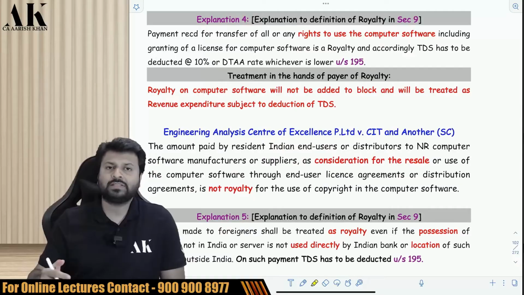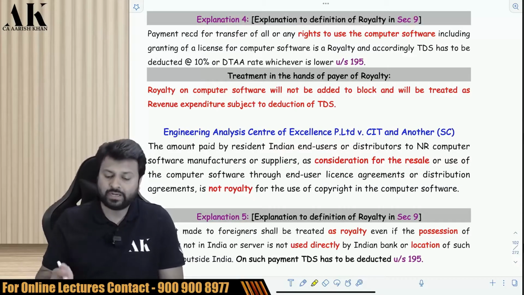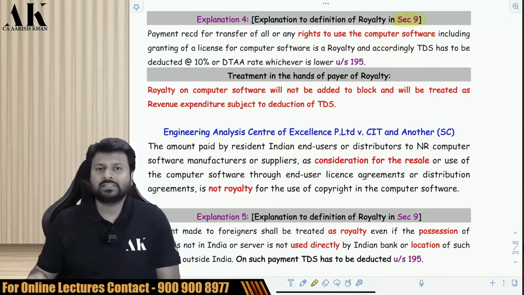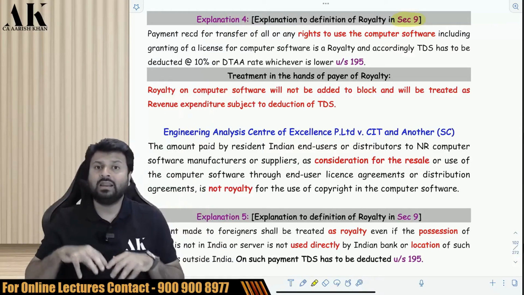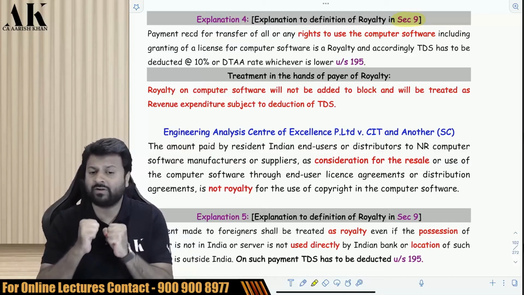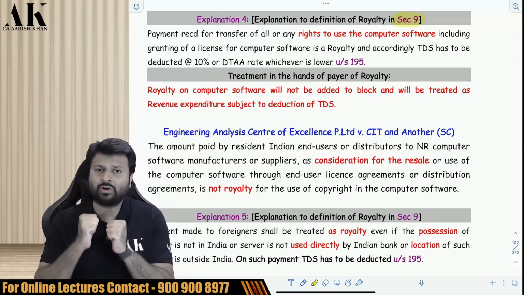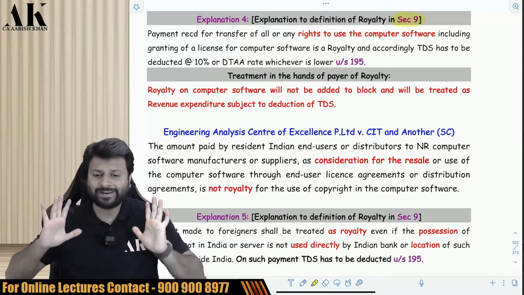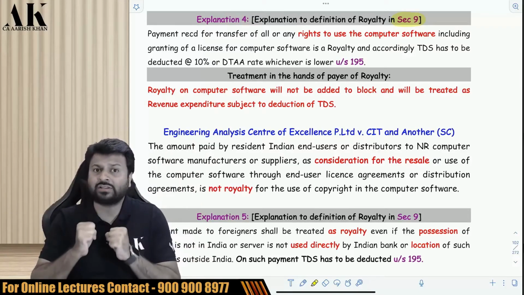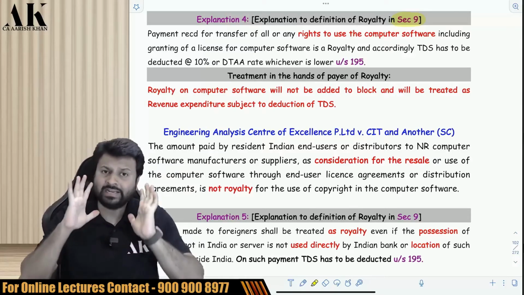And for that purpose, the government of India has given 3 explanations below the definition of royalty under section 9. The first confusion was, suppose I buy a license of computer software, if I buy rights of computer software from someone, whether that will be considered as a royalty or not. So the government has said very clearly, if you buy a computer software license, rights of that computer software from someone, that is a royalty.